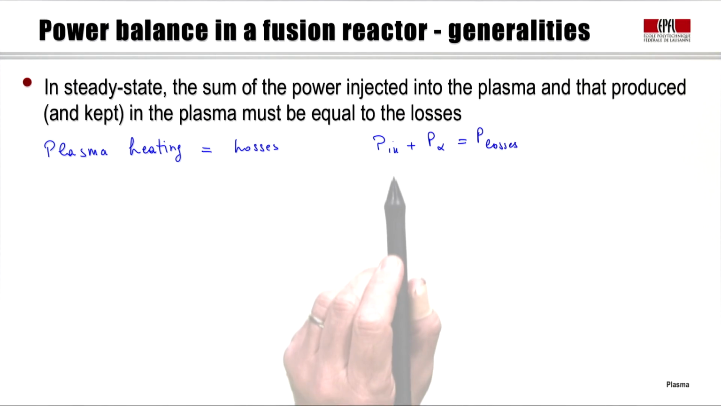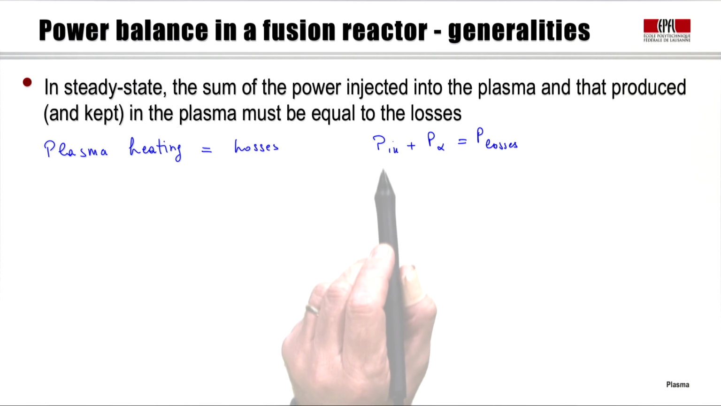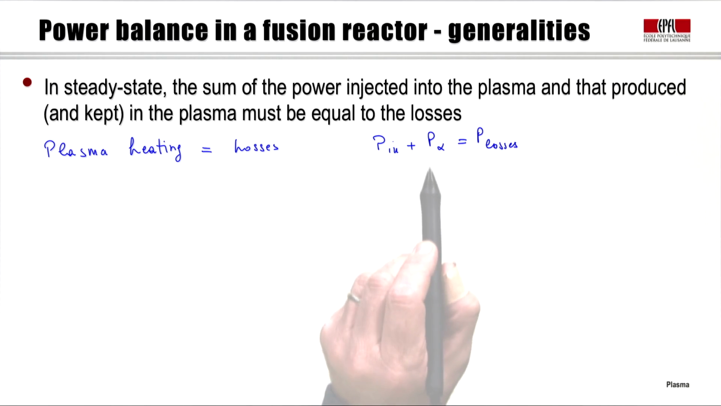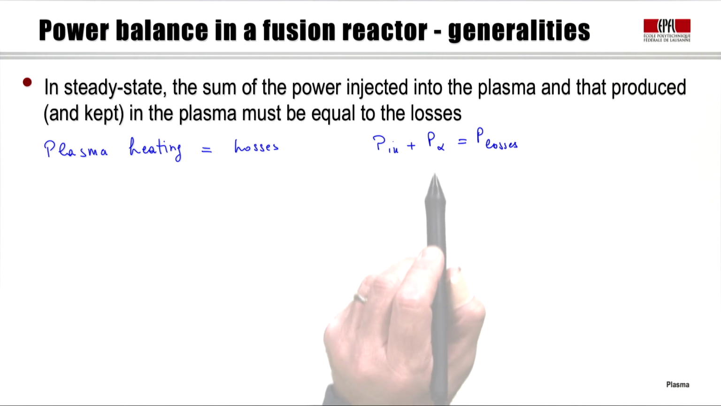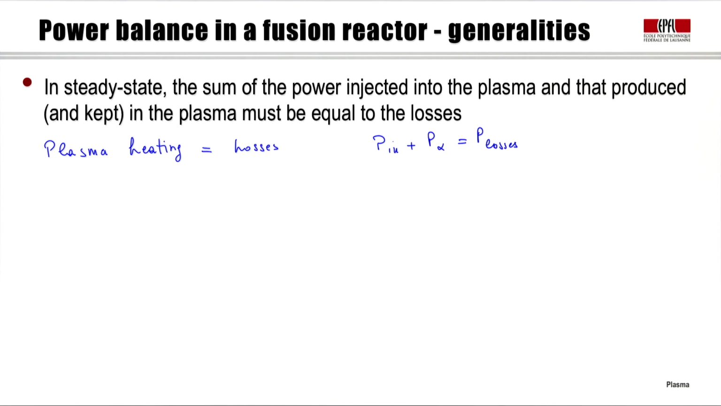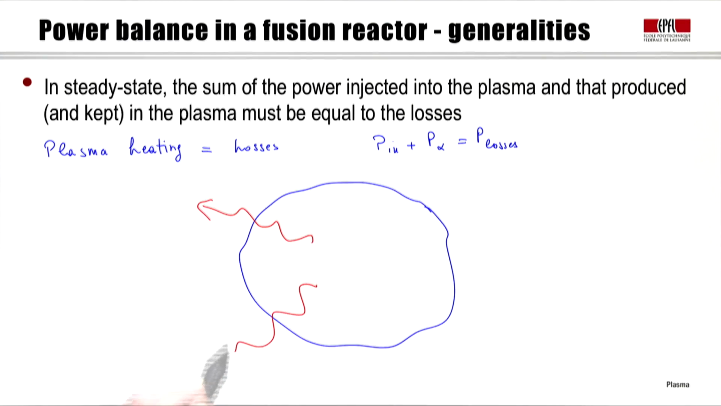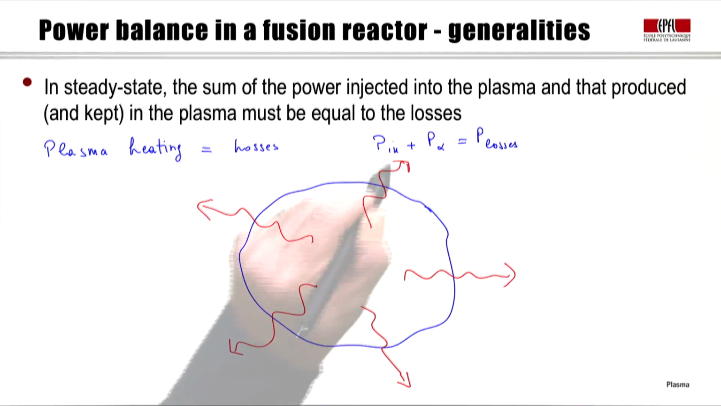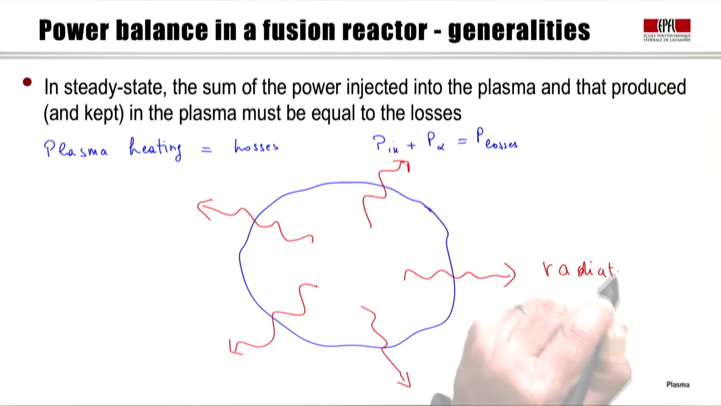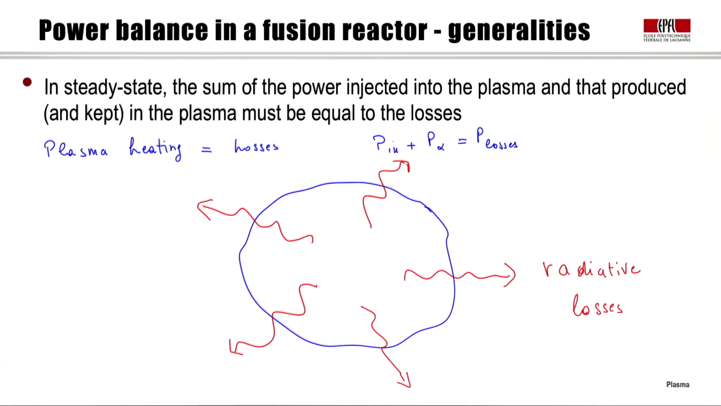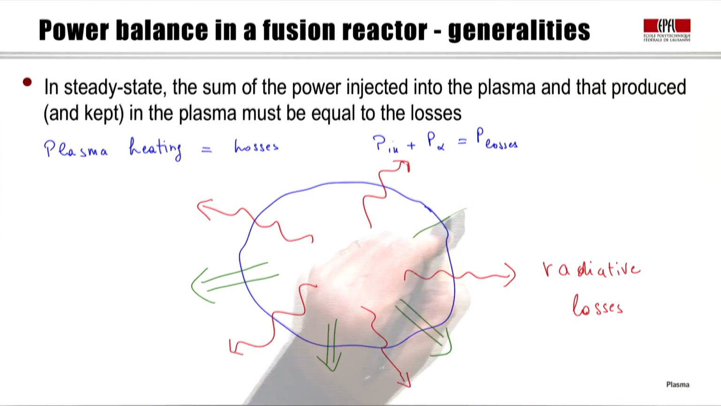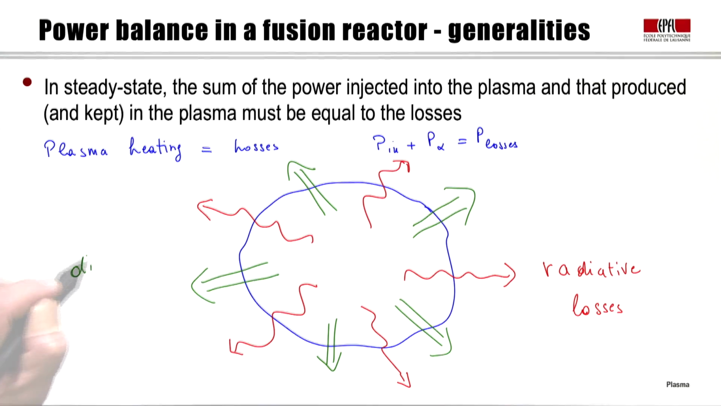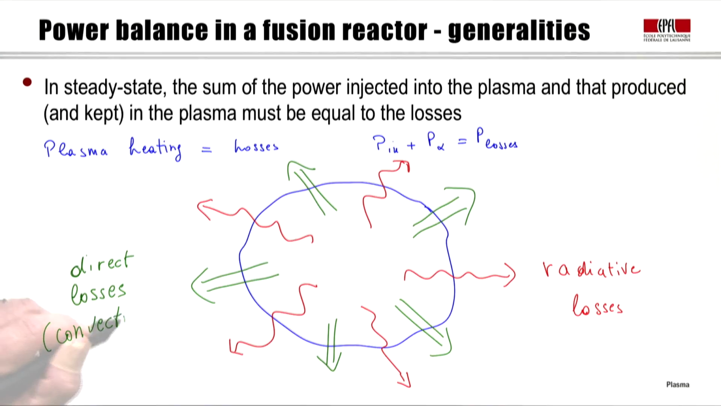So that means that the heating of the plasma is equal to the losses from the plasma. The heating from the plasma comes from what we inject from outside and what the fusion reactions give in terms of byproducts that are kept inside the plasma, and that is the alpha particles. What kind of losses do we have? We have two kinds of losses. We can consider that the plasma is made of charged particles that are subject to acceleration. So there are radiative losses. But the plasma is also a fluid that's subject to direct losses like convection and conduction.